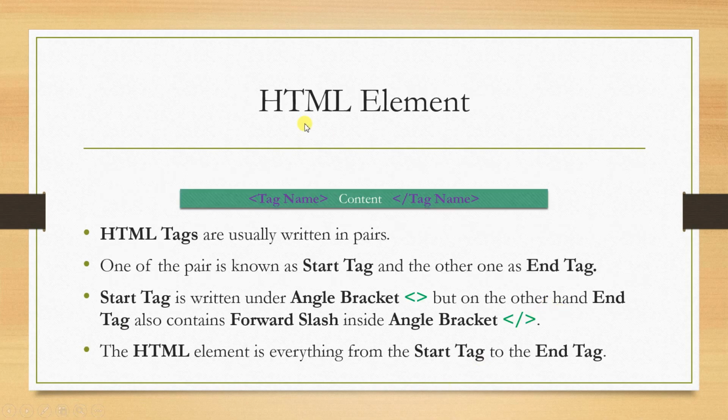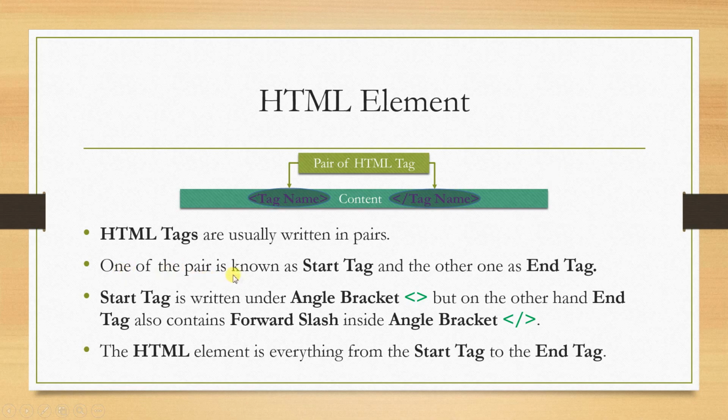So in this slide we are going to discuss all about HTML element. This is a perfect example of an HTML element. Below are the 4 points which are going to tell us about each and every part of this HTML element. So let's start with the point number 1. HTML tags are usually written in pairs. Okay, so there are two HTML tags which are always present in an HTML element.